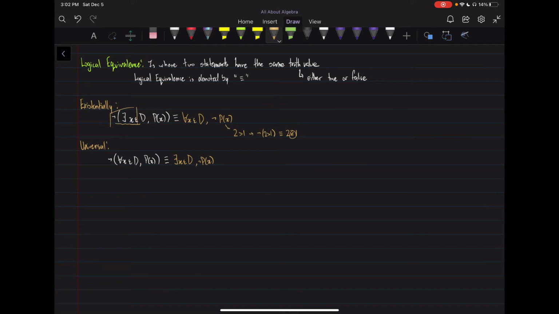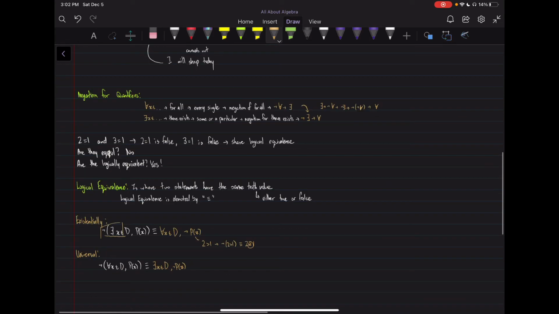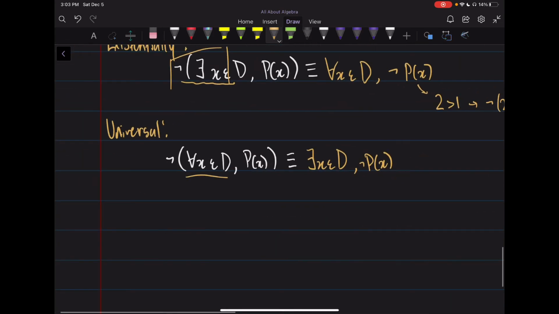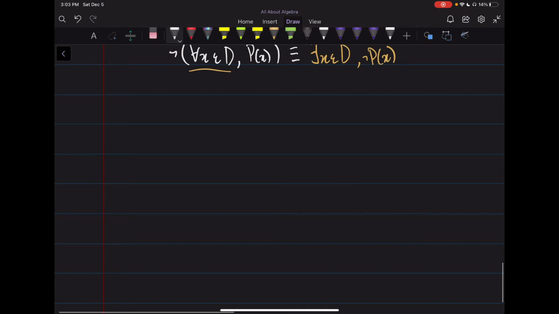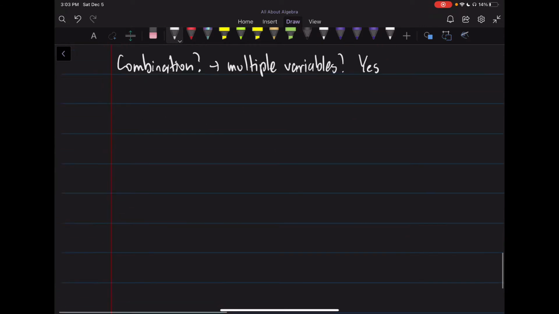right? Now, we've mainly just been focusing on one variable. We only have one variable right here. What if we have a combination? Can we have multiple variables? And the answer is yes. This is how that would look.